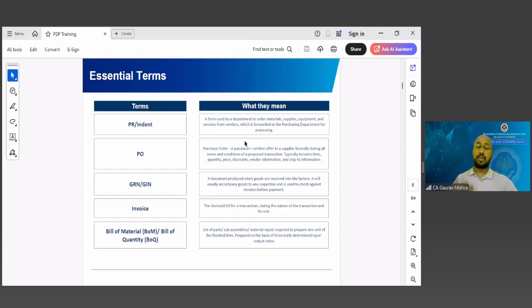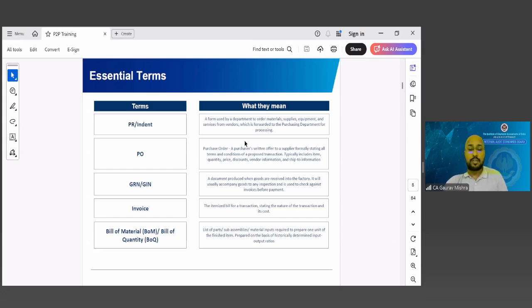And the generation of these documents will have no impact on the accounting books, except open PO for the capex item, which we mention in the contingent liability, that these are the capex items or open PO which is open.